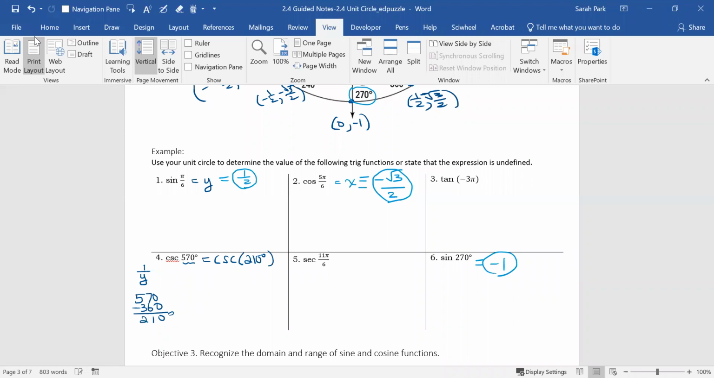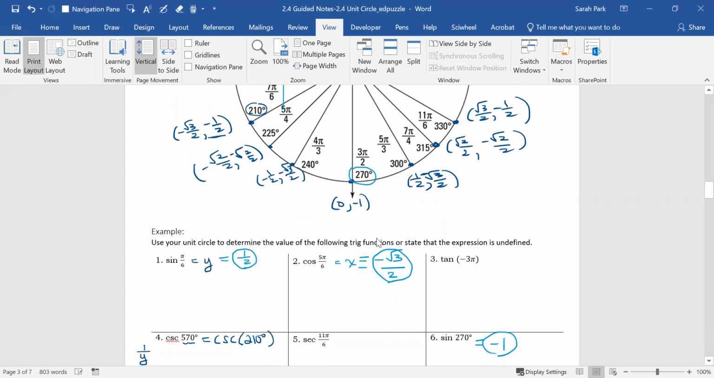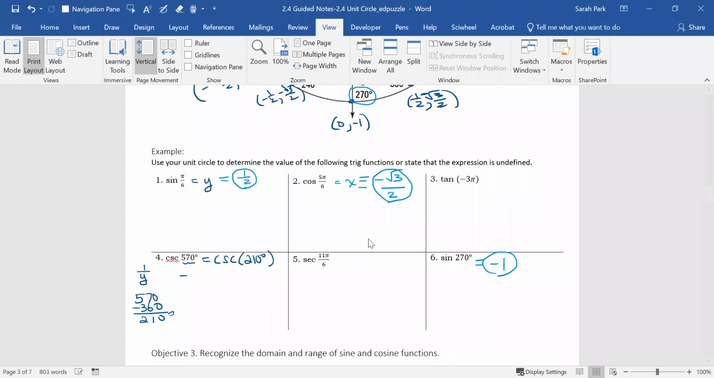And so cosecant of 210, let's look at where 210 is. 210 is located right here. And the corresponding y coordinate is -1/2. So if we do 1 divided by -1/2, we take 1 and multiply it by the reciprocal of the denominator, -2 over 1. There's 1 times -2 over 1 is just -2. Okay, so that's cosecant of 210.